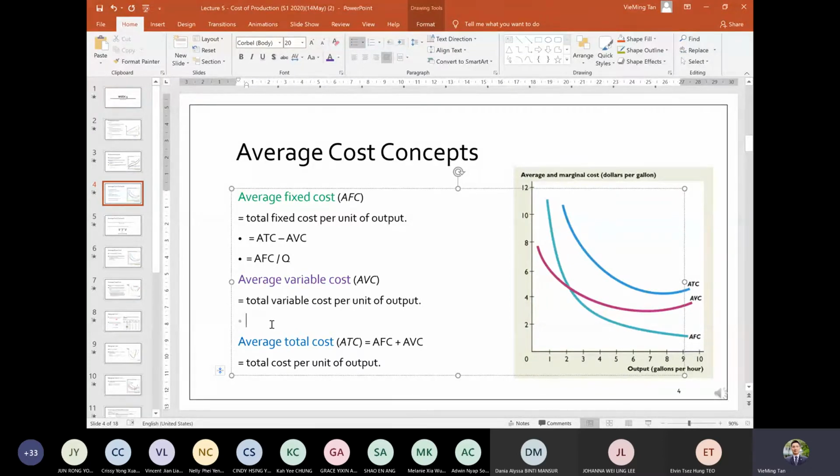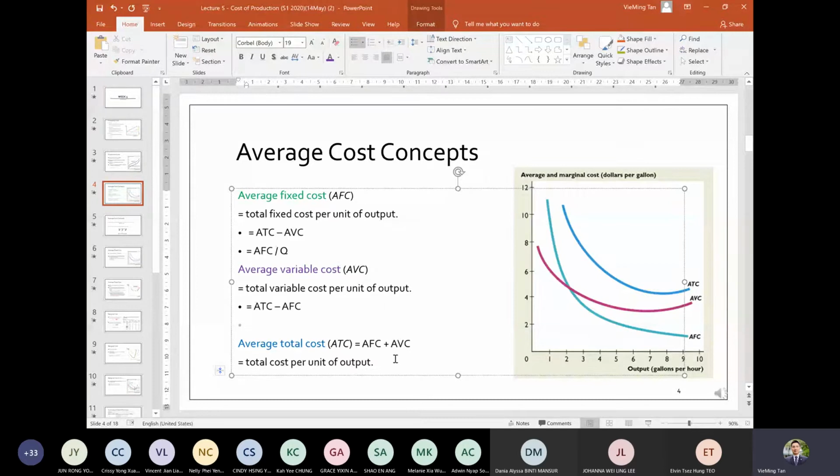Then how about average variable cost? Also the same. You can transpose this formula to get the average variable cost, so the formula will be ATC minus the AFC. It depends on the information provided in the question. Or else another formula is using the total variable cost divided by quantity. Likewise, average fixed cost is equal to total fixed cost divided by quantity, and average total cost is total cost divided by quantity.